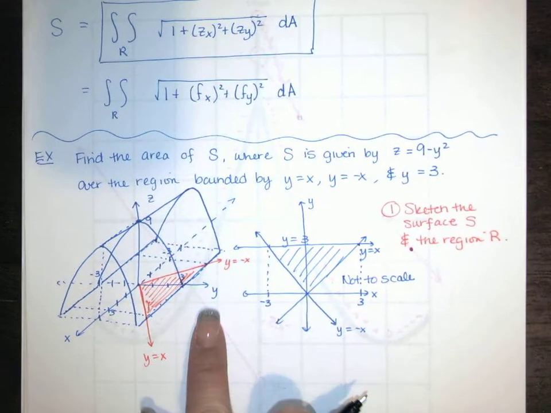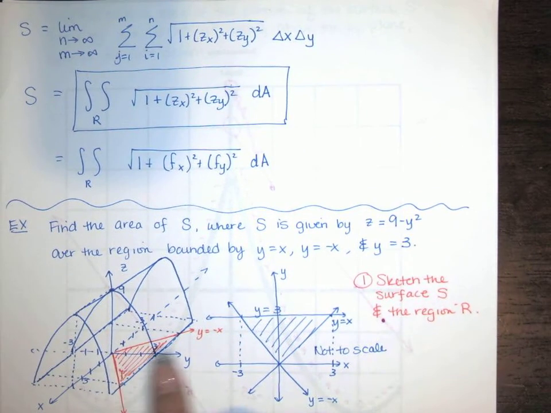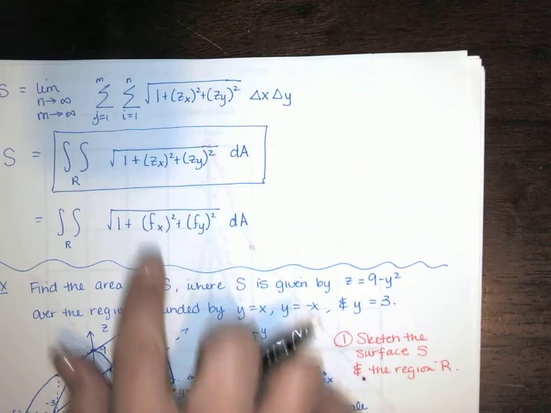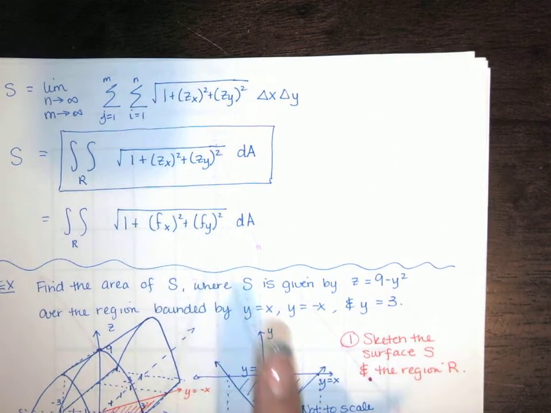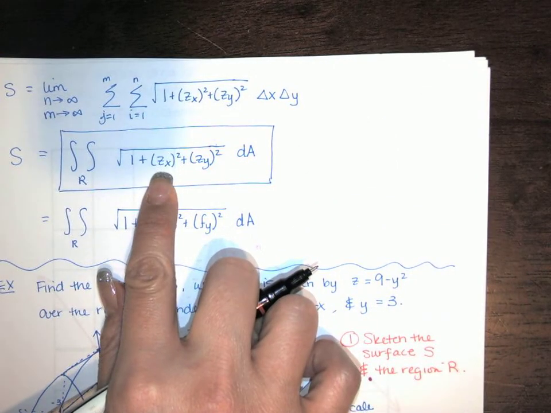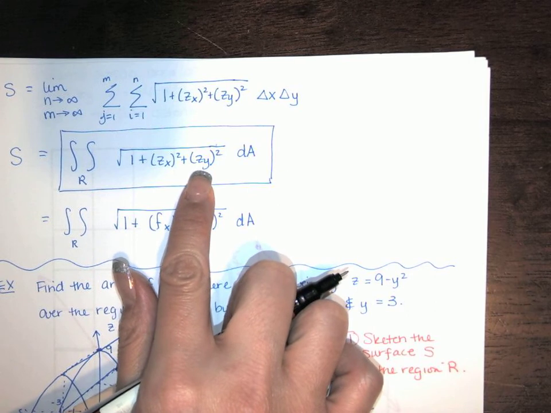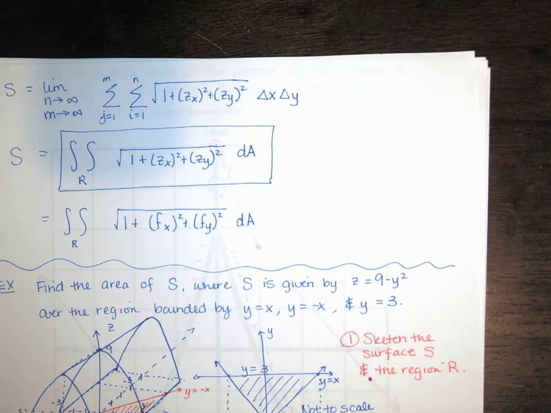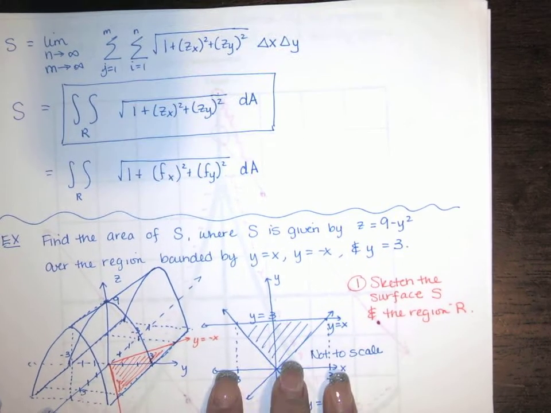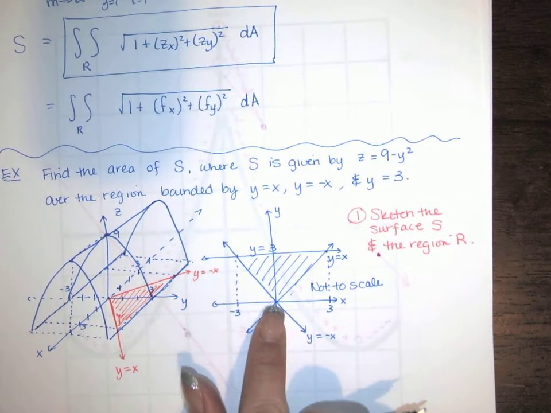Well, in order to find that surface area, we need to evaluate this. So I need the partial of z with respect to x, the partial of z with respect to y. I need to substitute there, and then after I substitute, I need bounds for the region R. Actually, I think I'll do my bounds first because I've already drawn R.